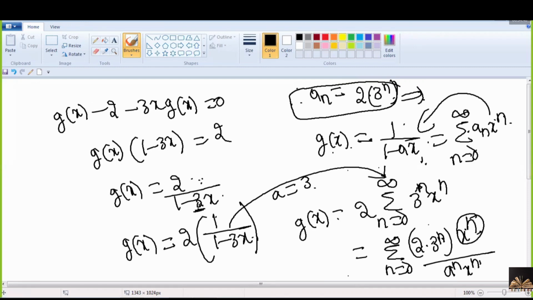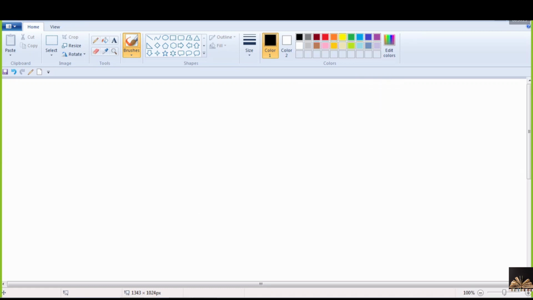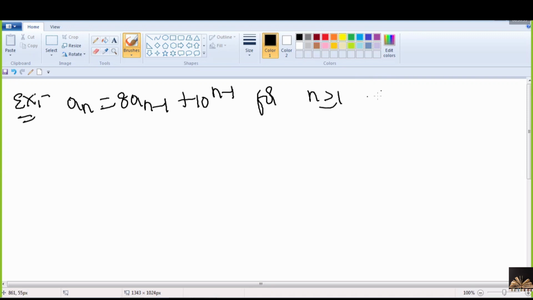Shall I move on to the next example? Take the next example. a n equal to 8 a n minus 1 plus 10 power n minus 1 for n greater than or equal to 1, and the initial conditions are given as a0 is equal to 1, a1 is equal to 9.